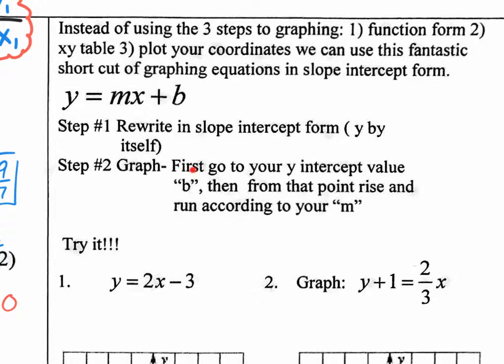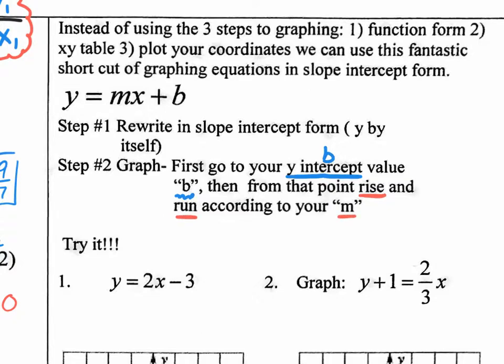How do you graph it? It says first go to your y-intercept. Instead of y-intercept, you could underline it and put a b right above it. So first go to your b value. Oh wait, it says it right here anyway. You don't have to do that. It says right there, your b. And then from that point, rise and run according to slope. You rise and run according to your m, to your slope.